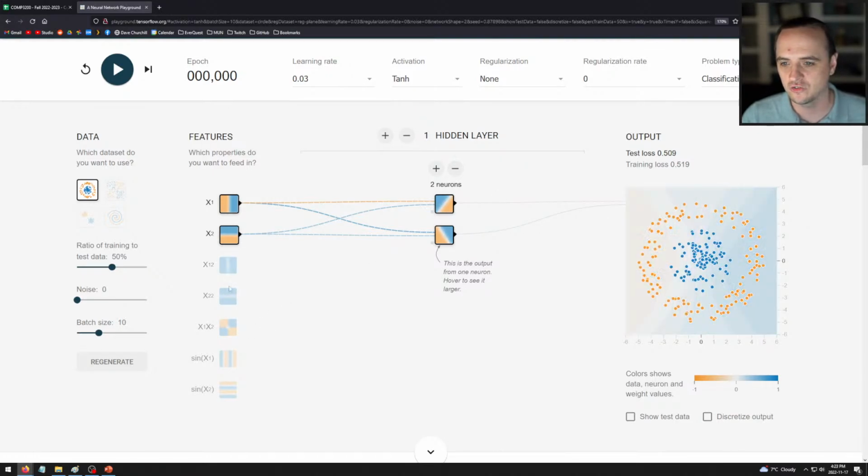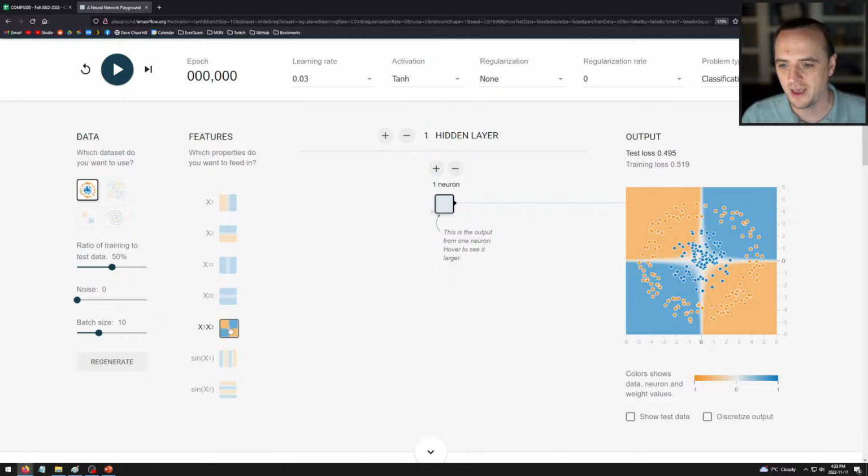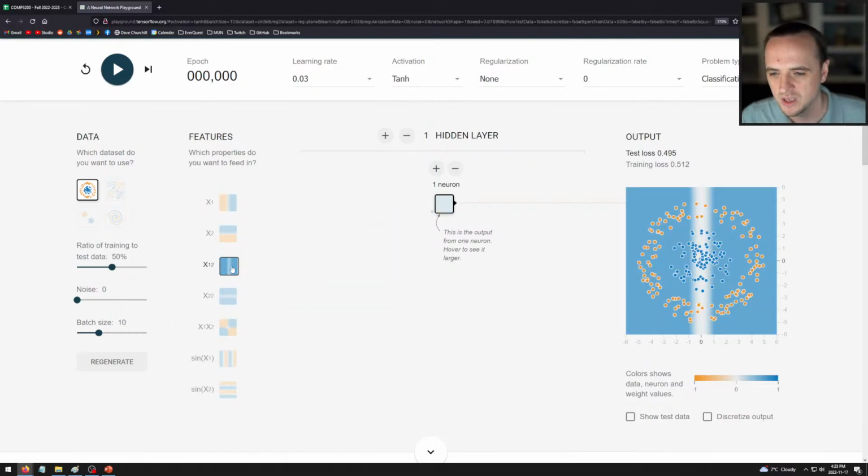So if we go back to this here, what you can actually see is that over here, we can transform the data a little bit before we pass it into the neural network. And one of the things that we can do is, instead of passing in the X and Y values, we can pass in X1 times X2. All right, so if we do this with a single neuron, oh, sorry, that's the wrong one.